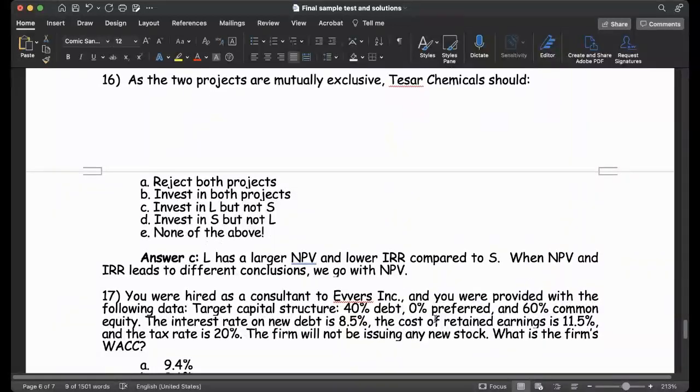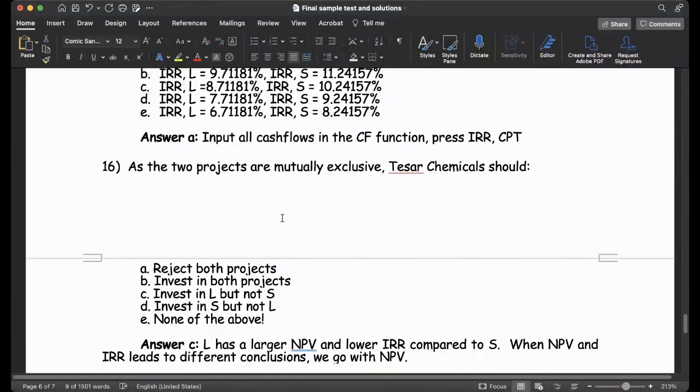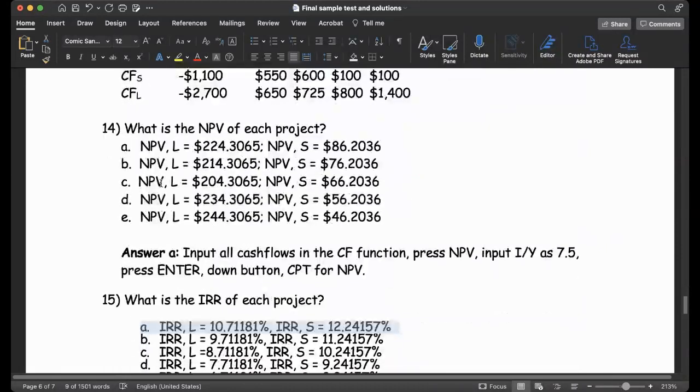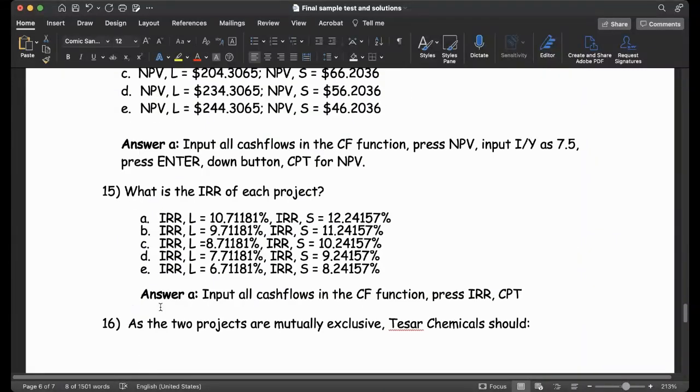Question 16. As the two projects are mutually exclusive, Tazzer Chemicals should, we need to decide, okay, which measure we need to go with. According to NPV, let's see, L has a higher NPV, so we should go with L. According to IRR, S has a higher IRR, so we should go with S.